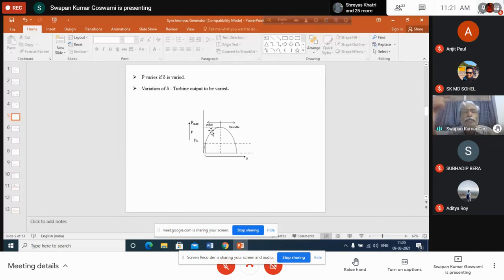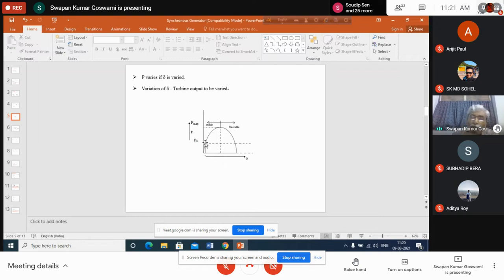Because we have given more power input, and immediately the power output from the generator cannot increase. That's why power input is more than the power output, and as a result, the rotor will increase its speed. Rotor will accelerate. All right. As the rotor accelerates, then what happens?